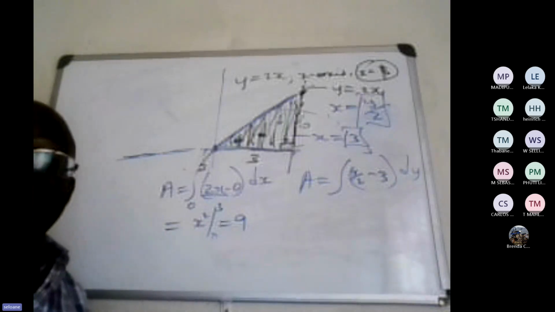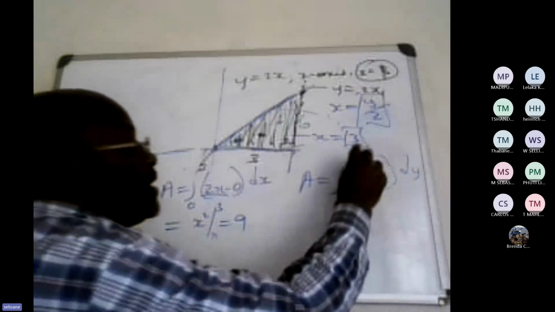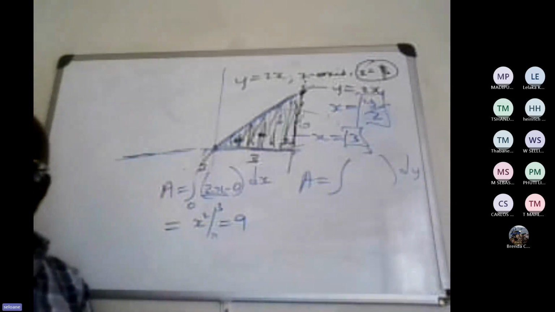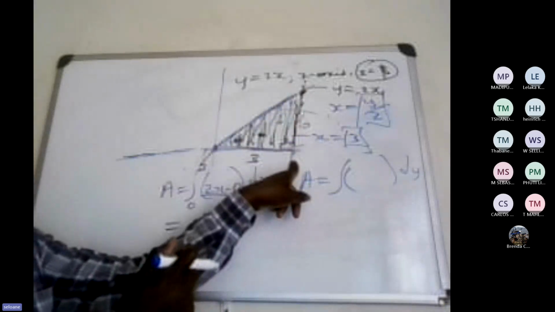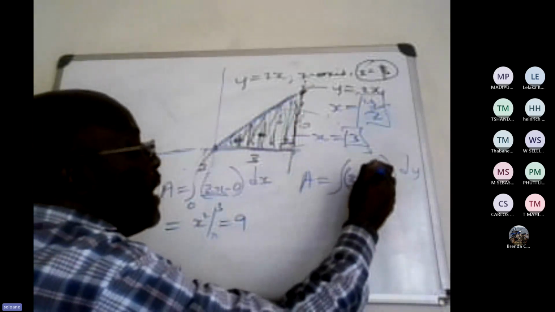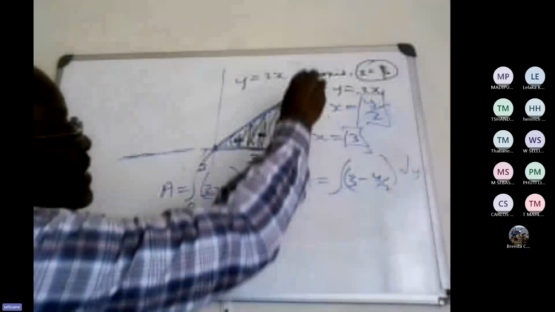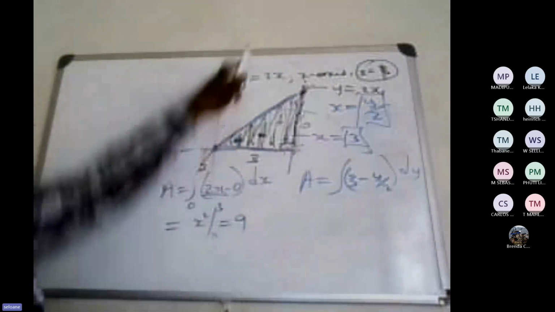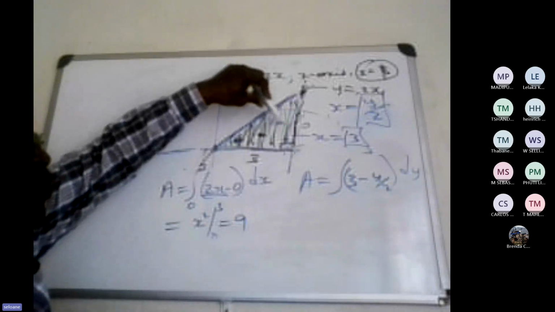No, it's the other way around, right? It will now be what? Hopefully we're together. It will be the right side, x equal to 3. Therefore, it will be 3 minus y over 2, because this is our right boundary. If you are here, you want to go out, it will be 3 minus y over 2.